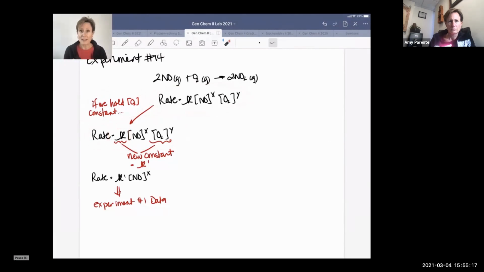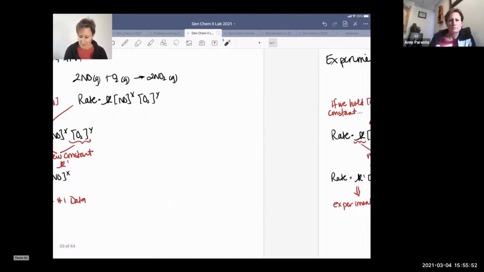So this rate constant obviously is constant, but if we're not changing the oxygen concentration, we can lump that together with this rate constant and create a new rate constant. Let's just call it K prime and rewrite our rate law here. Rate equals rate constant times the concentration of NO to the power x. We're going to use experiment 1 data to determine what the value of x is, what the reaction order is, by determining what this data looks like when we plot it in 3 different ways.